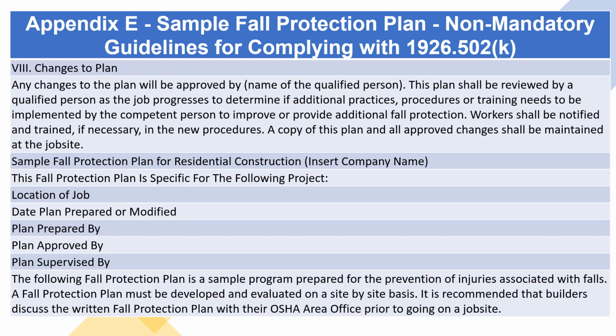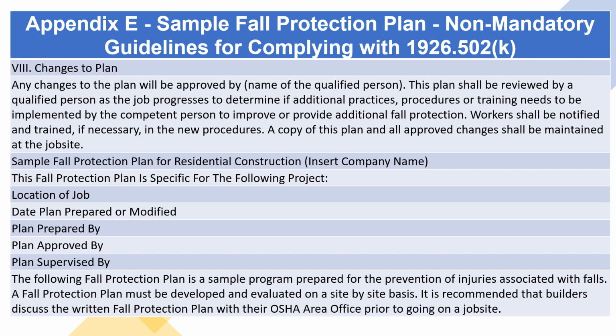8. Changes to plan. Any changes to the plan will be approved by name of the qualified person. This plan shall be reviewed by a qualified person as the job progresses to determine if additional practices, procedures, or training need to be implemented by the competent person to improve or provide additional fall protection. Workers shall be notified and trained, if necessary, in the new procedures. A copy of this plan and all approved changes shall be maintained at the job site.